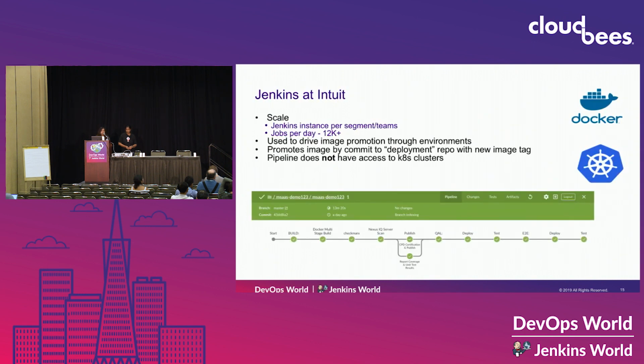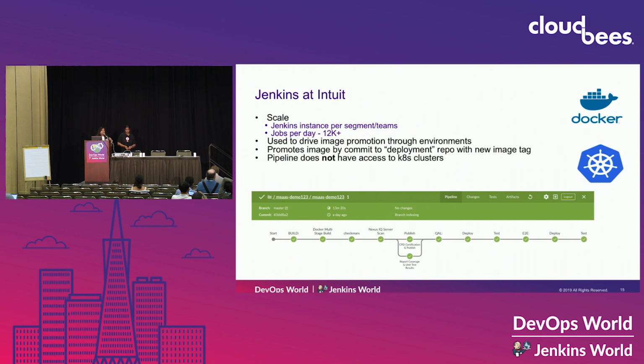So let's talk a little bit about Jenkins at Intuit. Jenkins has been our build and test platform for many years. Today we are using Jenkins 2.0. It is mainly our CI platform. We run 12,000 jobs per day. All our services use Jenkins. For GitOps, that's why we decided to not use any other pipeline. We decided to use Jenkins because developers are already familiar with Jenkins.